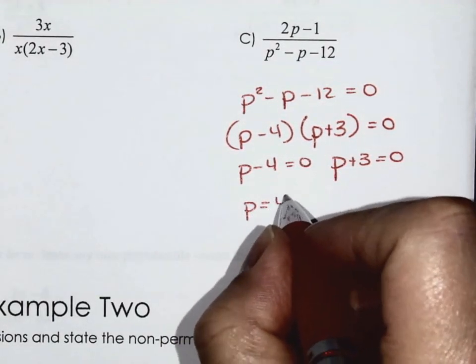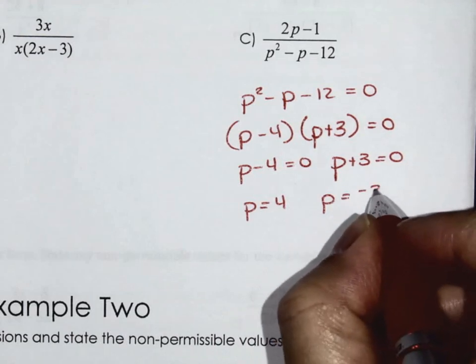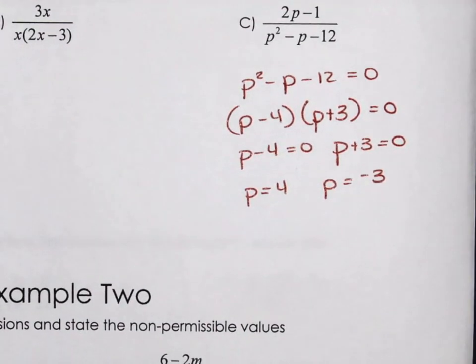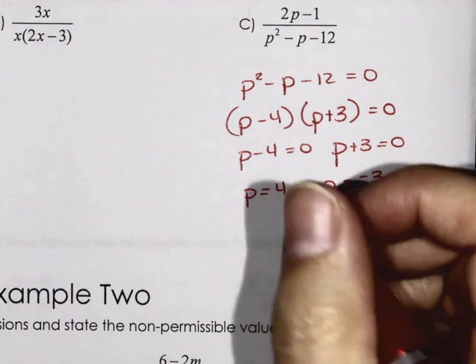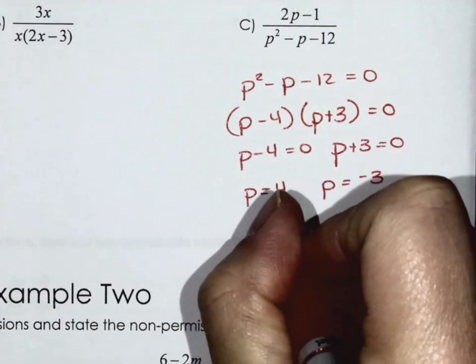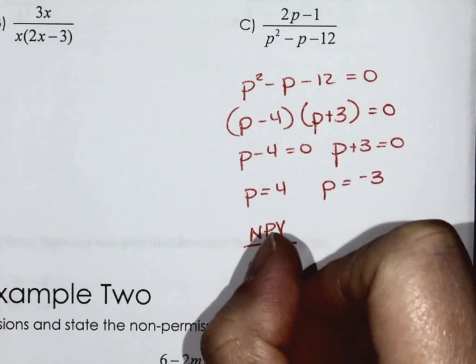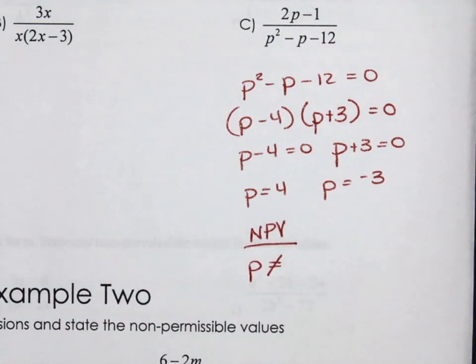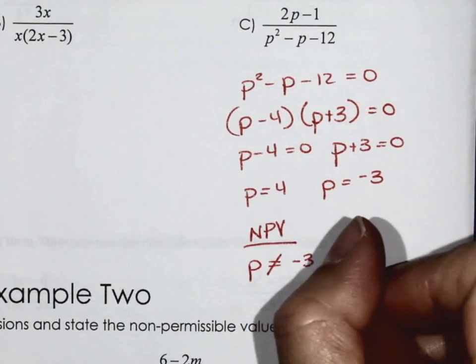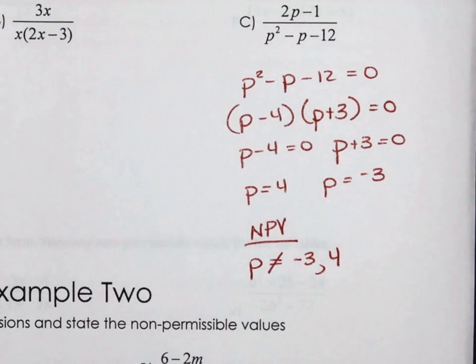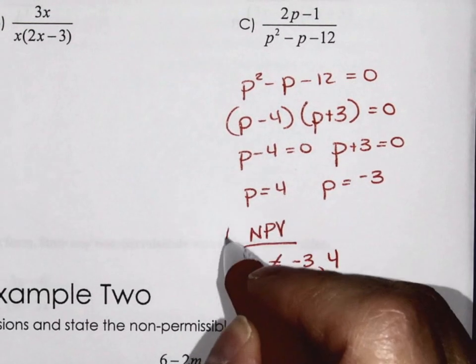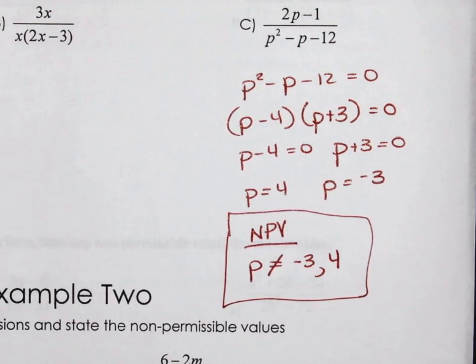So P equals a positive 4 and P equals a negative 3. So what we've just done is we've identified the two values that P cannot equal. So we're going to say our NPVs. P cannot equal negative 3 or positive 4. And that's really what I'm looking for, non-permissible values.